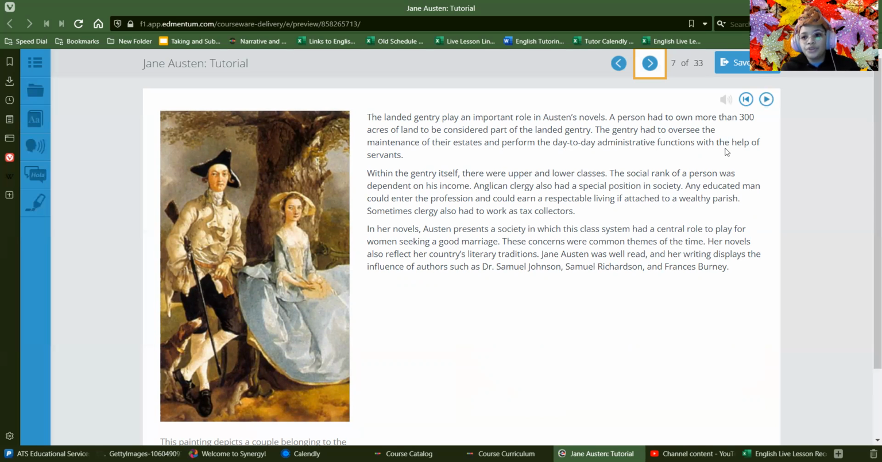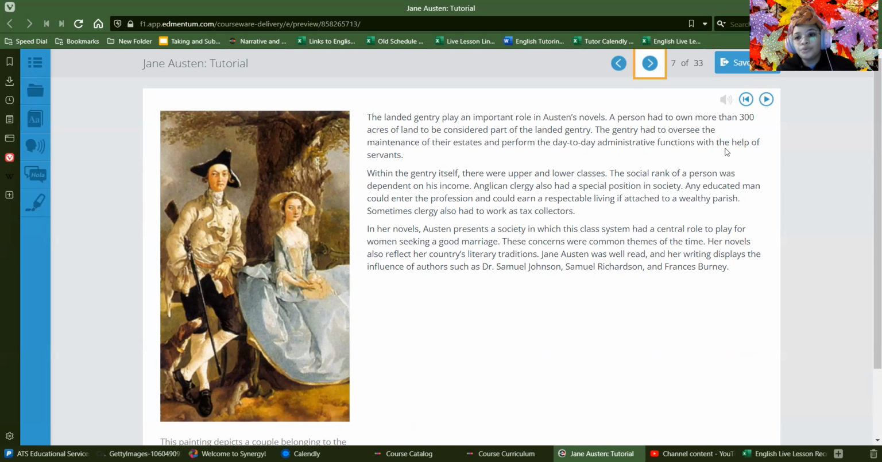Their jobs were to oversee the maintenance, so that's the working of their estates, of the land that they owned. And they had a lot of administrative functions. They basically had to keep up with all the paperwork, all the information about all of the people that were working their land, that were living there, all of those things. They had to take care of that and report it. And they had servants to help them with this too.